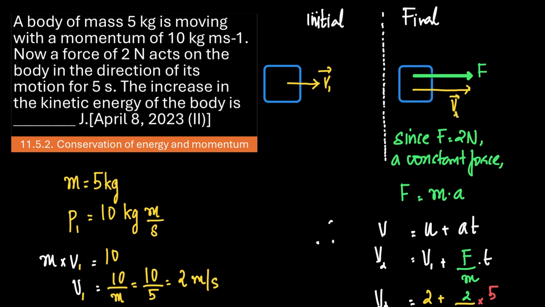Now, mass is given to be 5 kg, P1 is given to be 10 kg meter per second. What is P1? It is the linear momentum, which is m1 into v1. In this case, there's only one body, so we'll take m into v1. And therefore, what is v1? It will be 10 by m. Mass is given to be 5 kg, so v1 is 2 meter per second. Now see, since this F equal to 2 Newton is a constant force and not a variable force, right? Constant force, we can say that F is equal to ma, and therefore what is a equal to? A therefore would be equal to F by m, right? So from this equation we have a is equal to F by m.